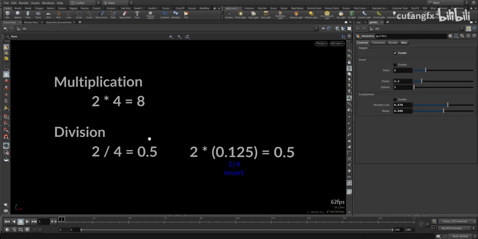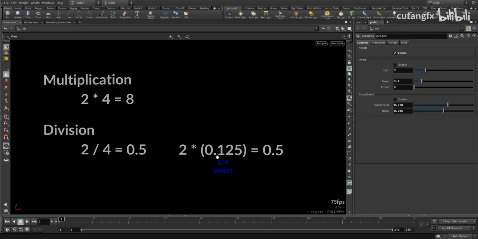So how do we represent this division in terms of multiplication? Well, we just use the invert function. And the invert function is ultimately just 1 divided by x. So in other words, 1 divided by the number that we're trying to divide by.